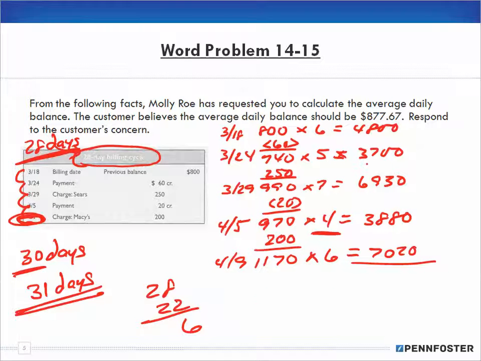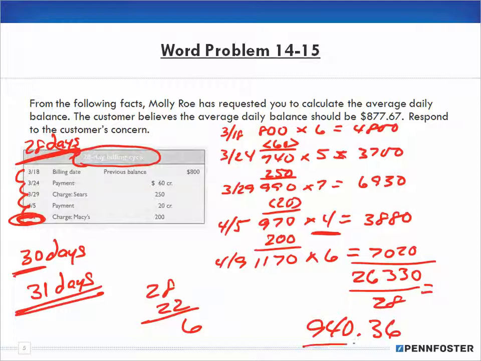To move forward, we add up all of these extensions, and we end up with 26,330. Since there are 28 days in the billing cycle, we divide that 26,330 by 28 days, and we get an average daily balance of $940.36. That's the correct answer right there.